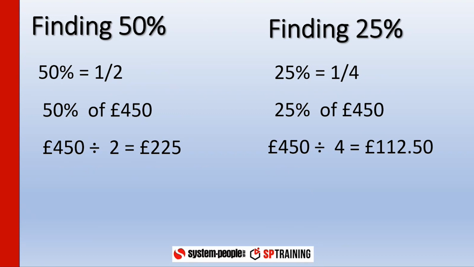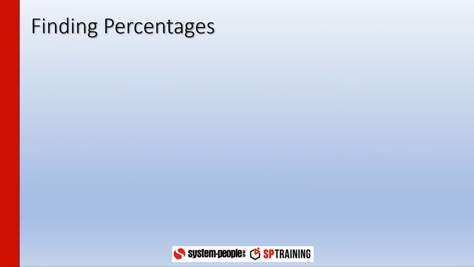So we'd do 4s into 450, which will go £112.50. We could also halve the 50% to find that. And of course, if you want to find 3/4, you just add both of these together for 3/4, or 75%. But what about some other percentages? What I'm going to show you now will mean you can make calculations of any percentage whatsoever.